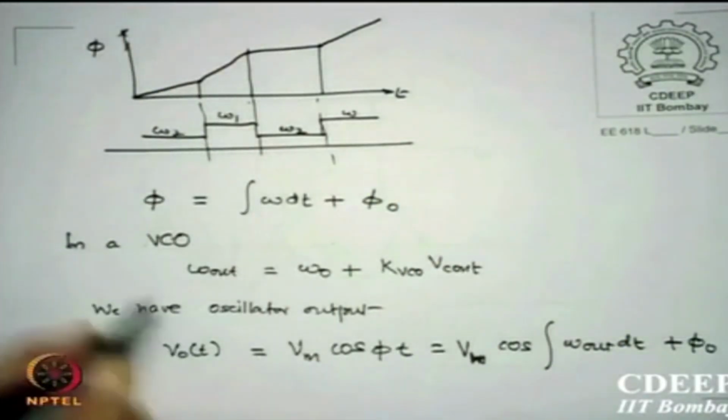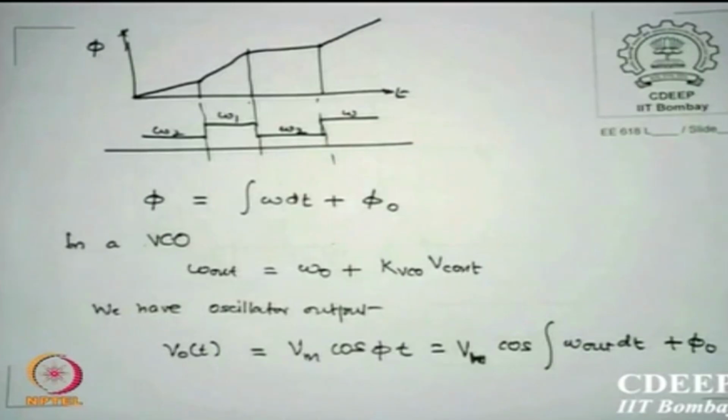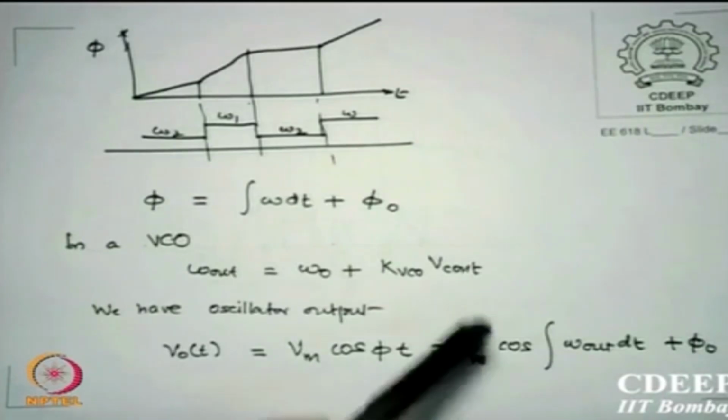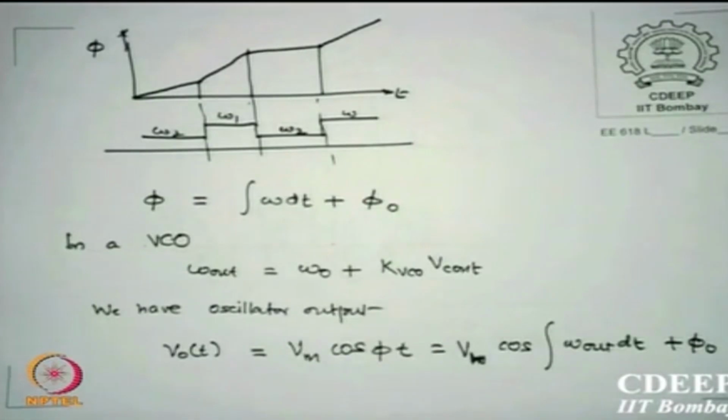Mathematically, if d phi by dt is omega, then the integral of d phi is equal to the integral of omega dt plus an integration constant, which is phi 0, called the initial phase at t equal to 0. In a VCO, we have done this expression earlier: omega out is omega 0 plus some constant of the VCO, K VCO, times V control. This is the principle of the VCO.